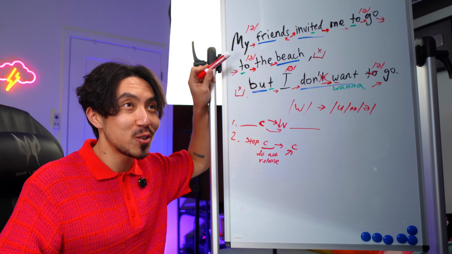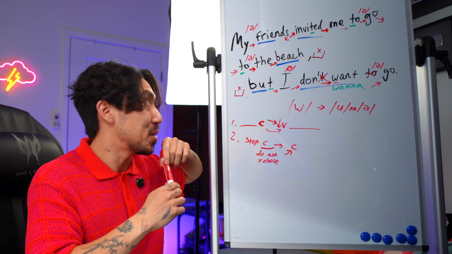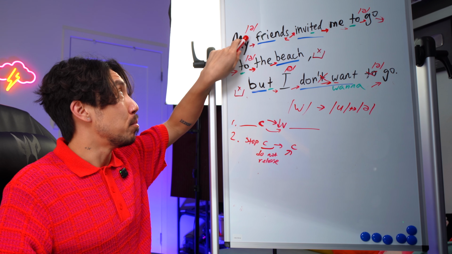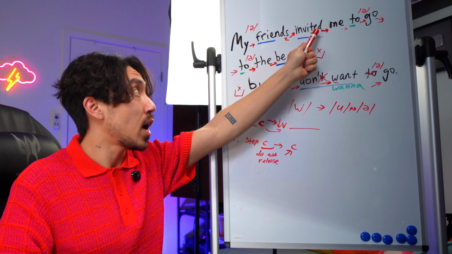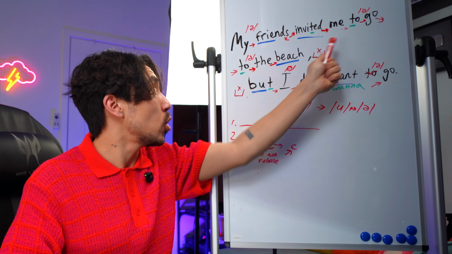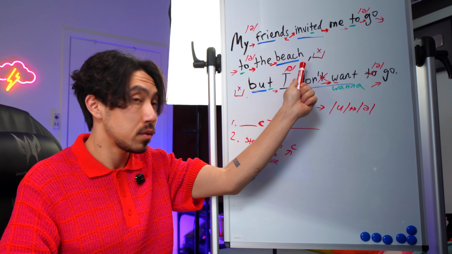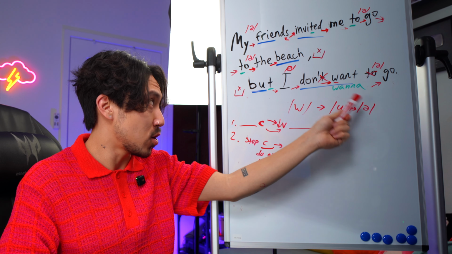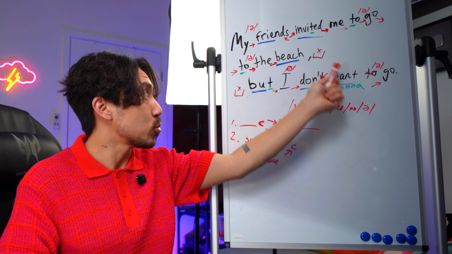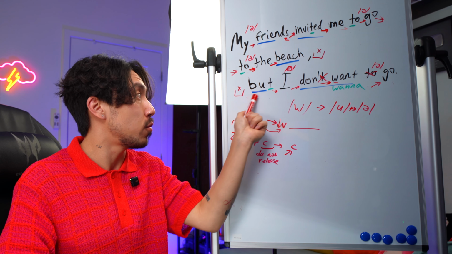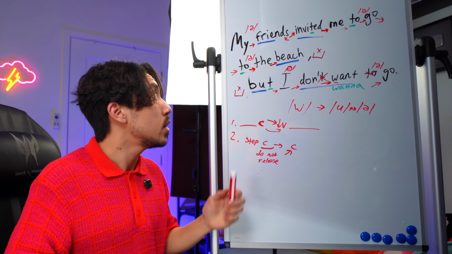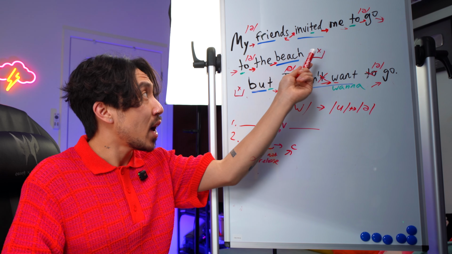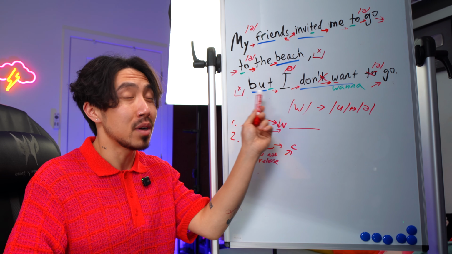Doing it slowly is super weird, but I'm gonna try anyway, okay? My friends invited me to go to the beach, but I don't wanna go. So 2 vibrations here because we do want to stop for this contrast to emphasize it more. My friends invited me to go to the beach, but I don't want to go.